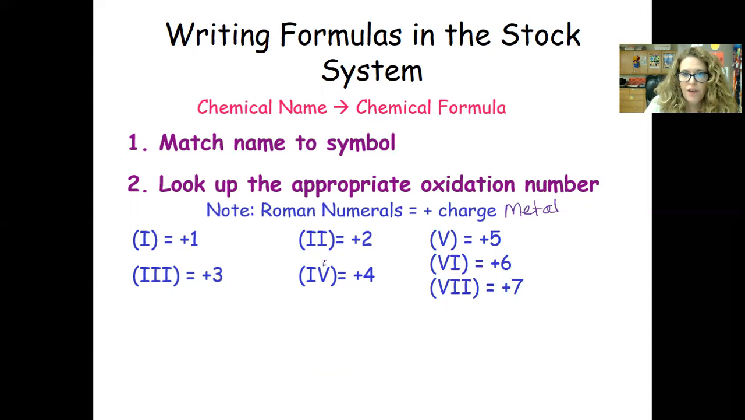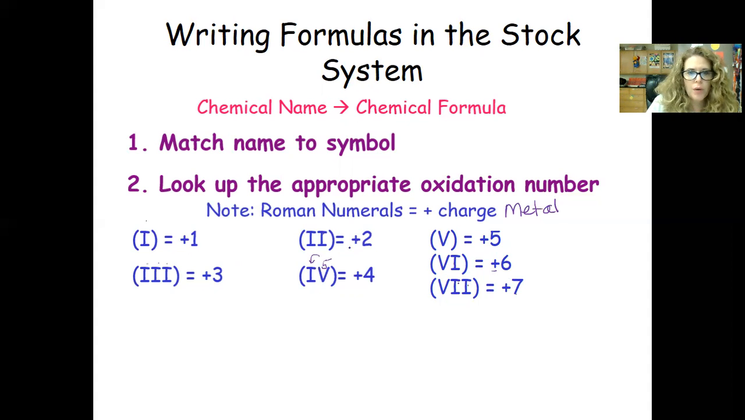V means 5. And since the I is to the left, that means 5 minus 1, which equals 4. So this is 1, and then this is 1 plus 1 plus 1, 3, and 1 plus 1, 2. This is the Roman numeral for 5, so that just equals positive 5. Remember, this is the charge of the metal. So 5 plus 1 is 6. 5 plus 1 plus 1 is 7, and there's just no such thing as a plus 8.